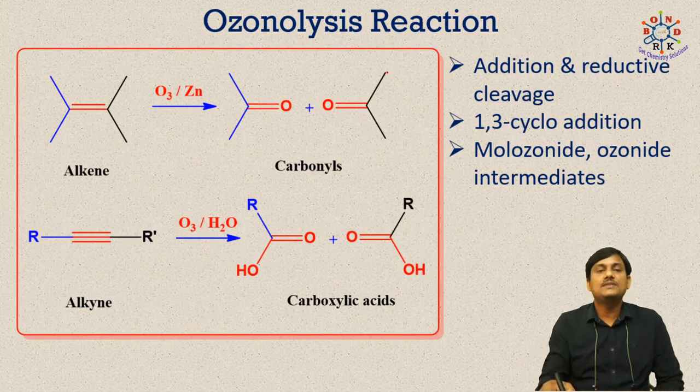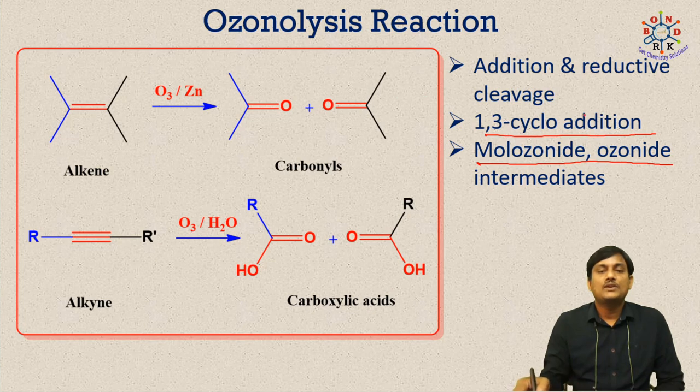Ozonolysis is a cleavage reaction. You can cleave the double bond and the triple bond into carbonyl compounds and also carboxylic acids in presence of ozone. First, there is the addition of ozone to the double bond or triple bond. There is a formation of molozonide and ozonide intermediates. It's a 1,3 cycloaddition reaction. The addition of ozone to the double bond or triple bond is a 1,3 cycloaddition reaction.